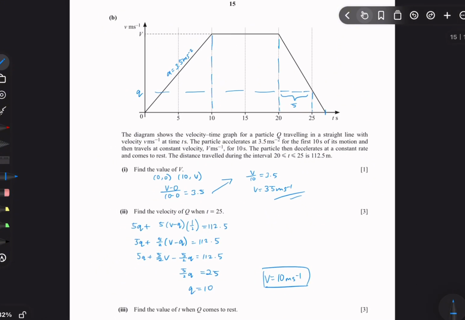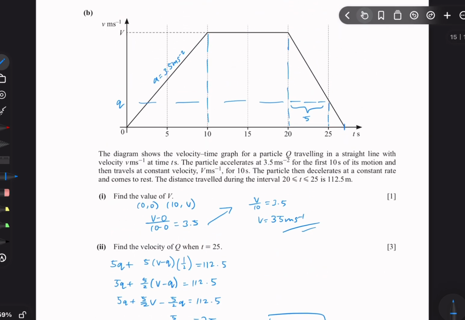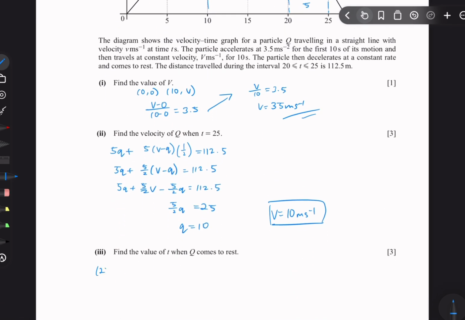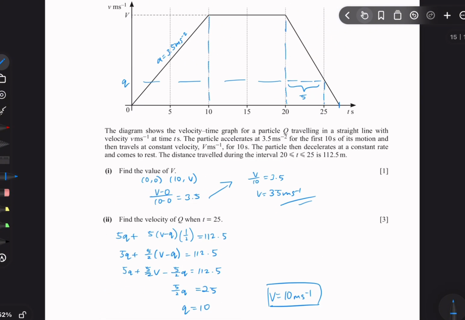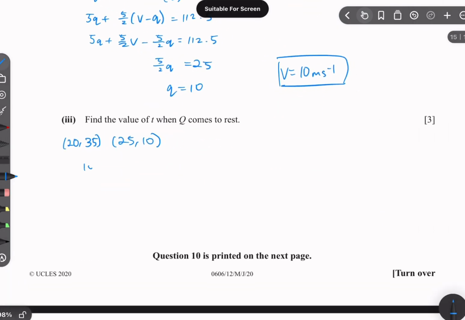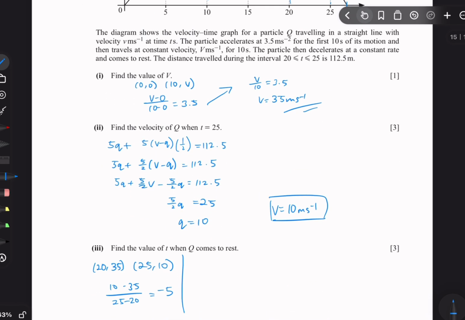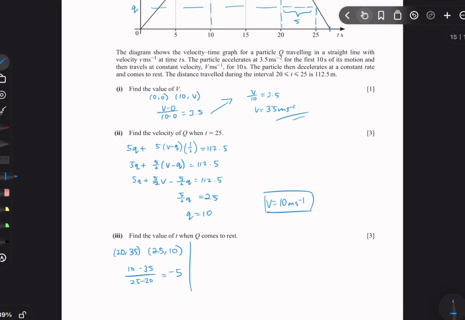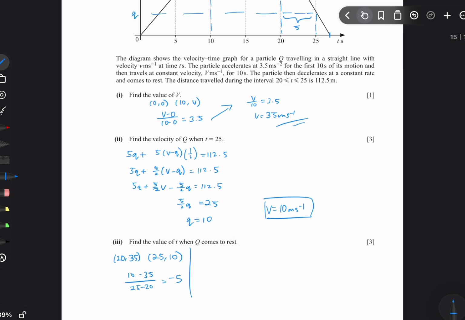Okay, so let's find the gradient of the graph between 20 and 25. We have two coordinates: 20, where v is 35, and 25, where v is 10. Then we just find the gradient, which will be minus 5. Now we have the gradient, which is the deceleration, we can find t between 25 and when it's at rest.